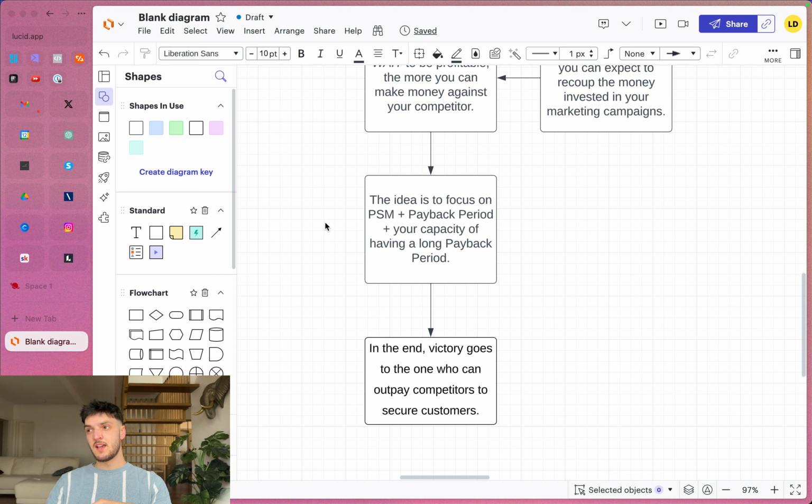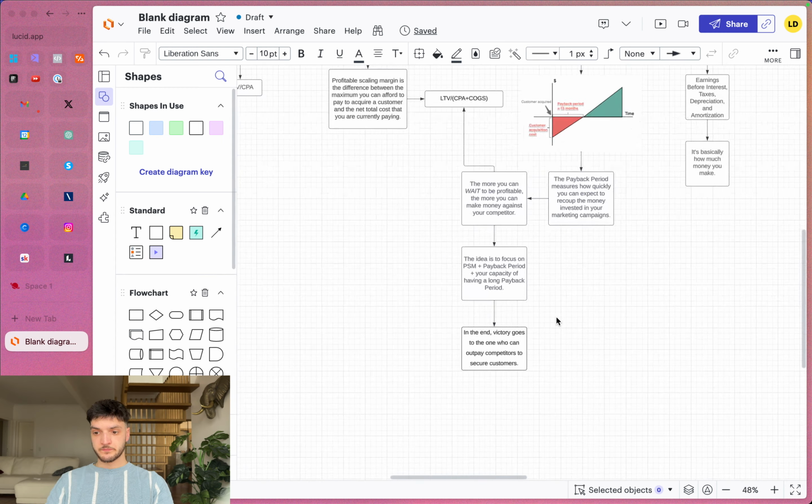If you can wait 60 days when your competitor can only wait 30 days to be profitable, then you can win, because you can scale longer and harder and faster than your competitors. So in the end, the victory goes to the one who can outpay competitors to secure customers. So basically it's the one who can pay the most to get one customer, okay?